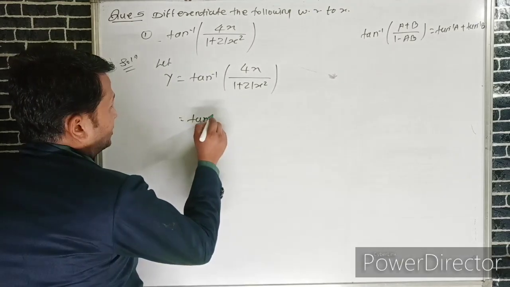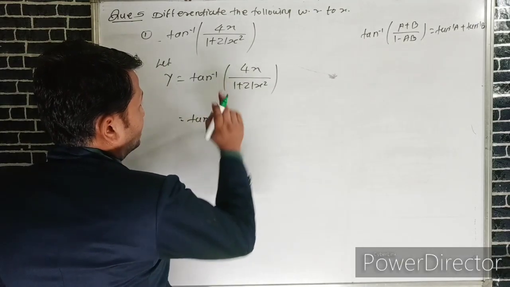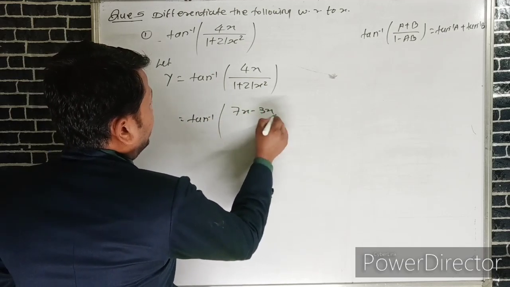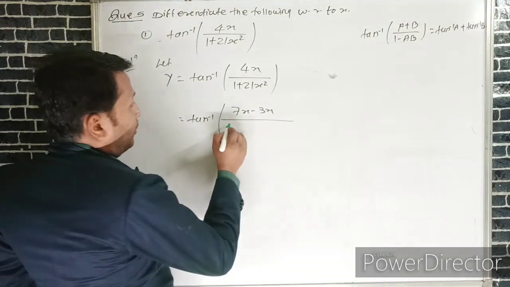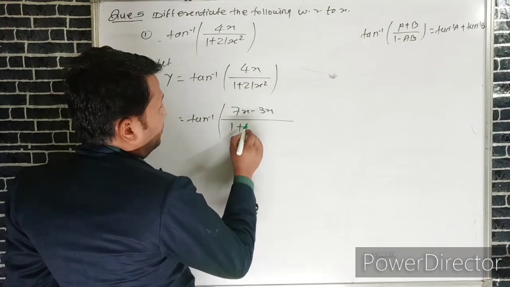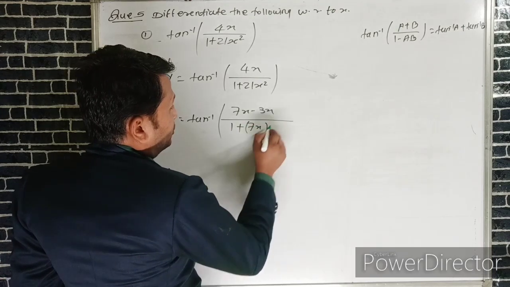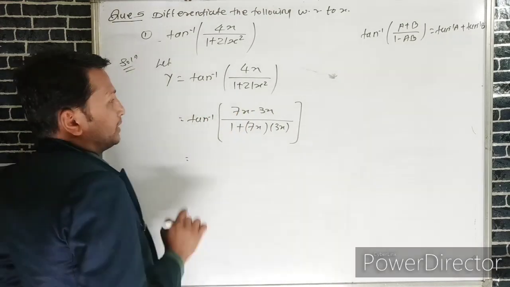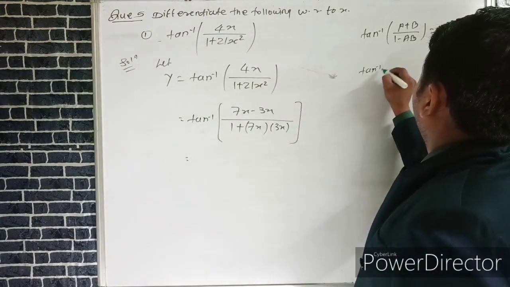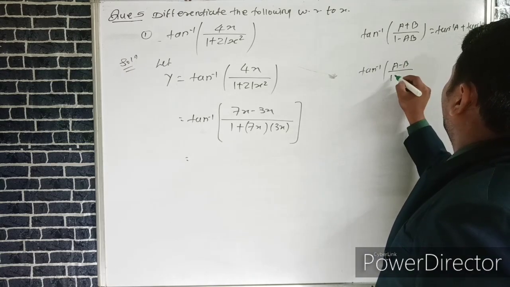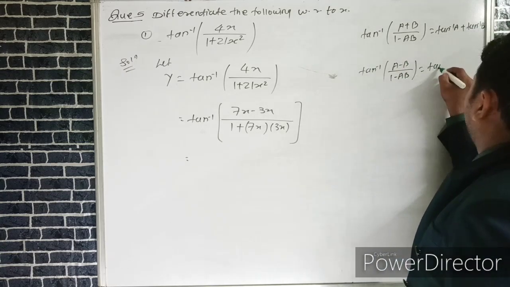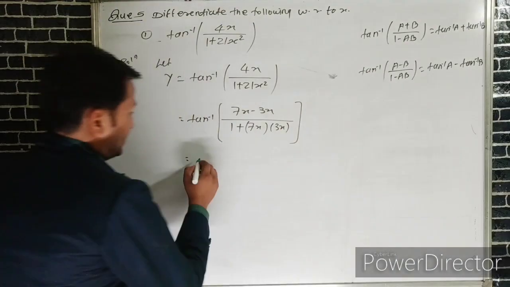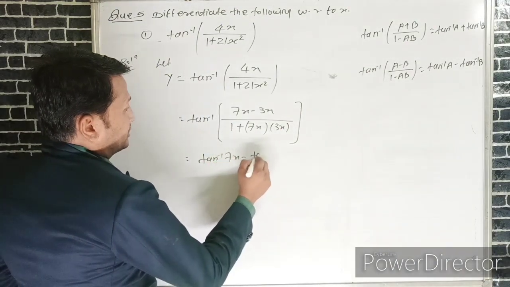If we factorize 4, then we can write 4x as 7x minus 3x upon 1 plus, we can write 21 as 7x into 3x. If we apply the rule of inverse trigonometric function, tan inverse of a minus b upon 1 plus a into b is equal to tan inverse of a minus tan inverse of b, then we can write this function as tan inverse of 7x minus tan inverse of 3x.